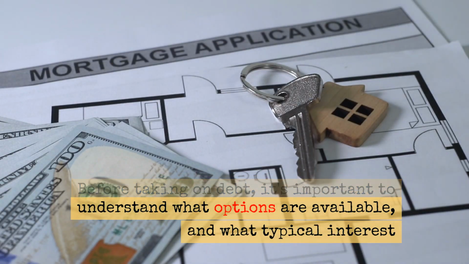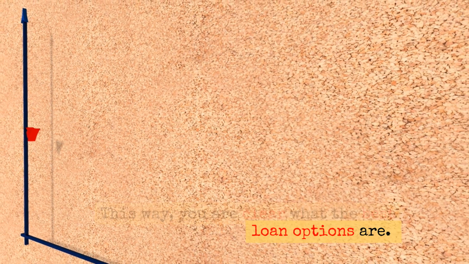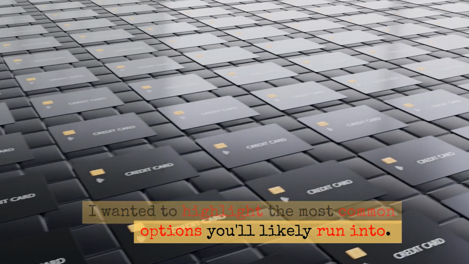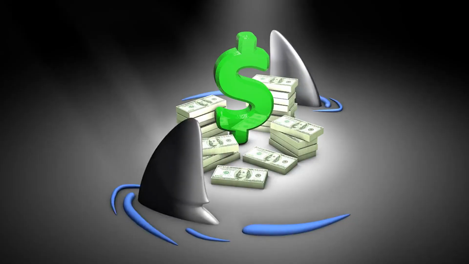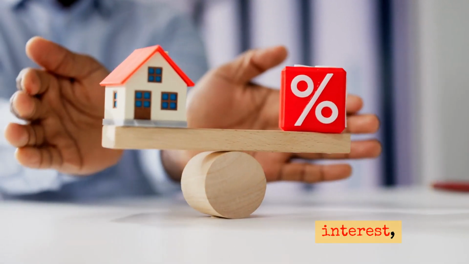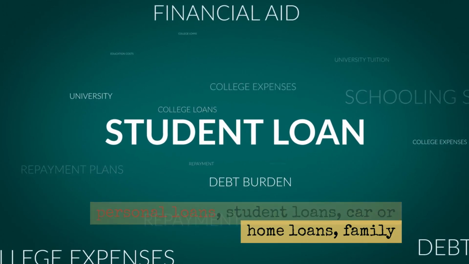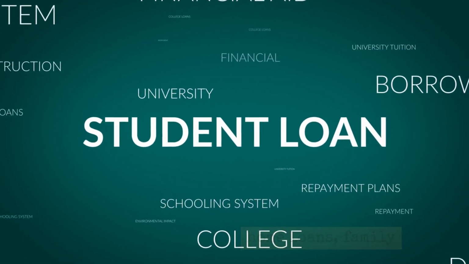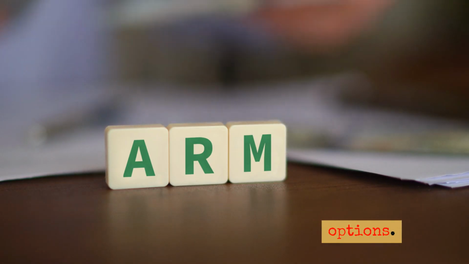Before taking on debt, it's important to understand what options are available and what typical interest rates and payment structures are associated with them. This way you are clear what the best loan options are. While there are many types of loans available, I wanted to highlight the most common options you'll likely run into. From generally highest to lowest interest, these are payday loans, credit cards, personal loans, student loans, car or home loans, family and friend loans, and medical debt. Each of these loans come with their own range of interest rates and payment options.